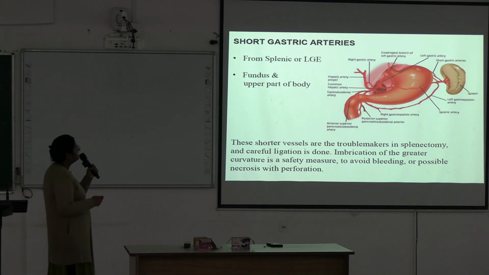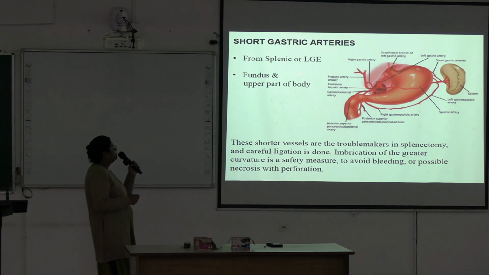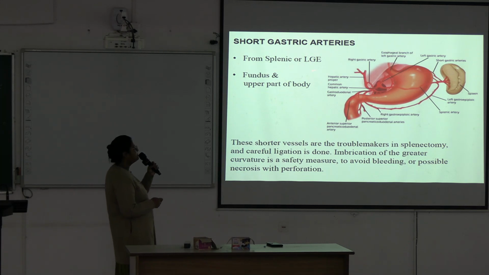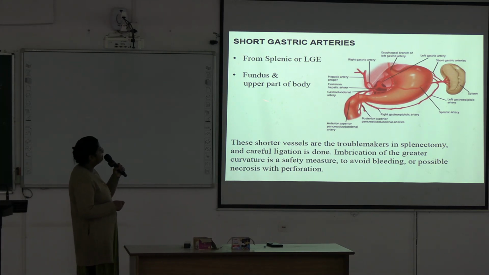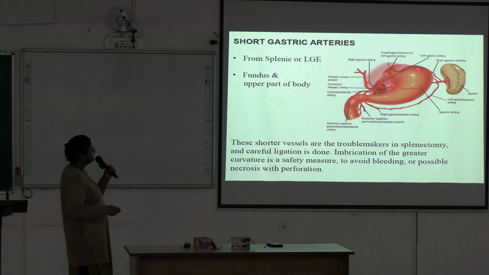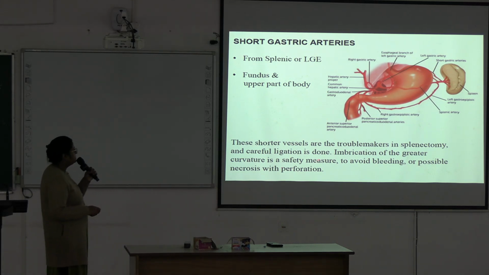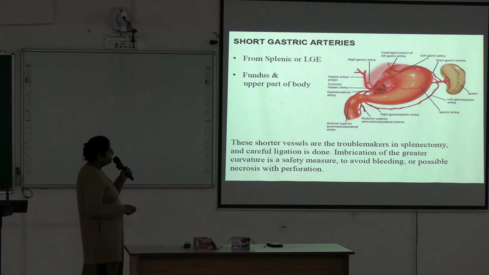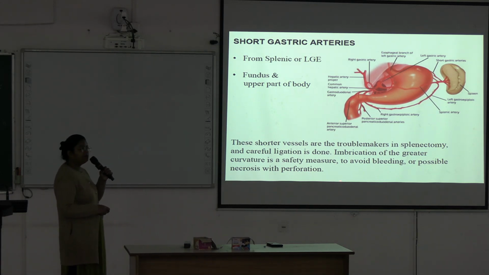Next, we go to short gastric arteries. These are the short gastric arteries. They arise from the splenic or left gastroepiploic artery and supply the fundus and upper part of the body of the stomach. These shorter vessels are the troublemaker in splenectomy, and careful ligation is done. An imbrication of the greater curvature is a safety measure to avoid bleeding or possible necrosis with perforation.